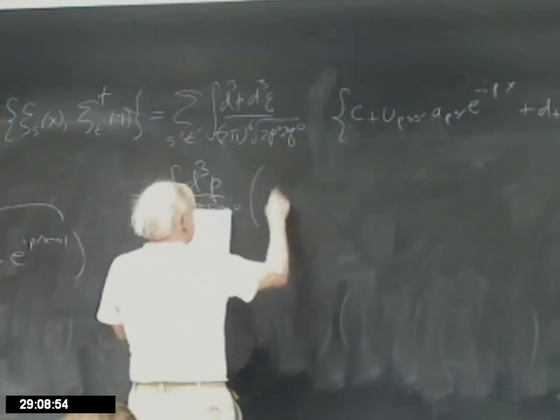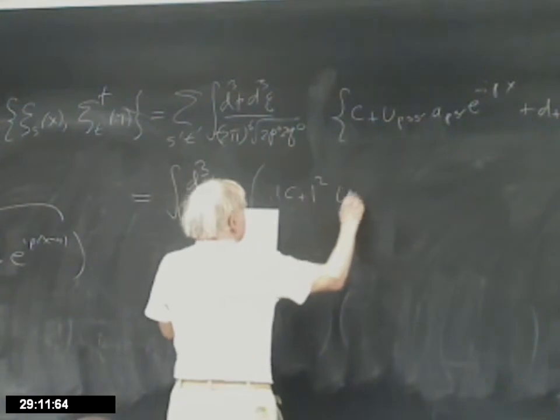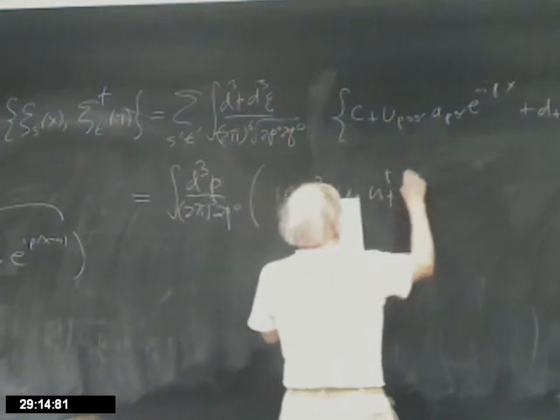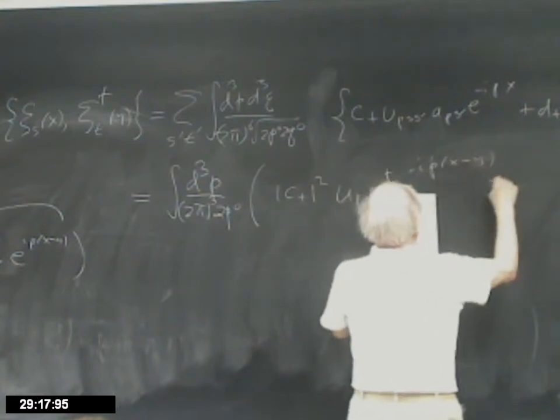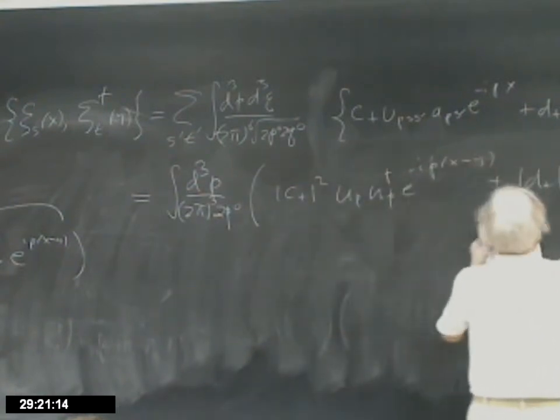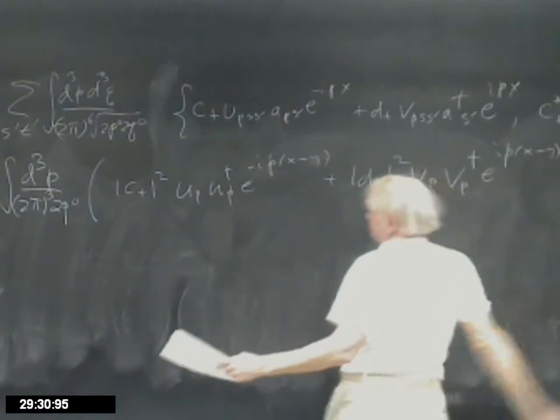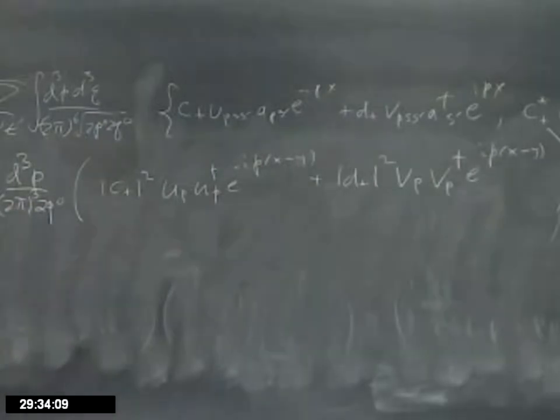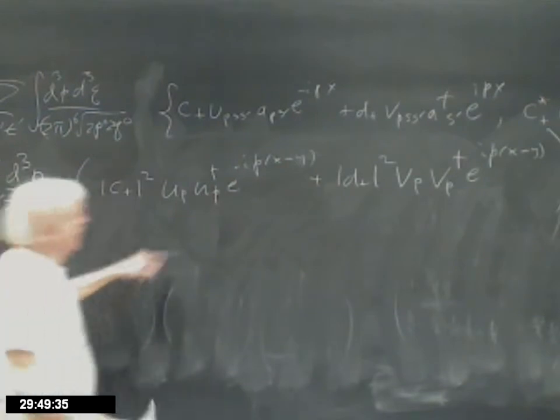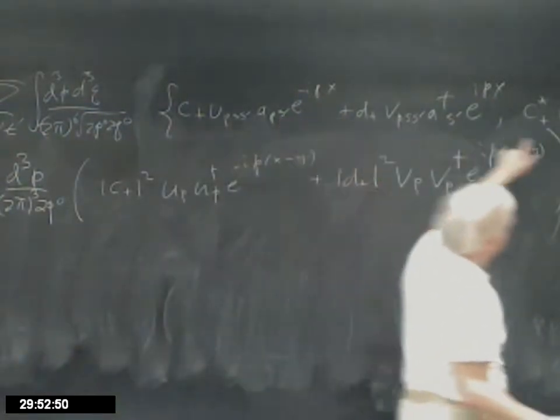And now all we have is c plus squared times u sub p u dagger p, e to the minus i p (x minus y), plus v plus squared v dagger e to the i p (x minus y). So we used up the cube integration for the delta. Right. And that set q equal to p, kicked out a (2π)³. Well, what is it? s prime equal to t prime.